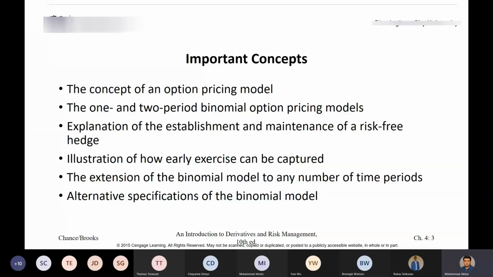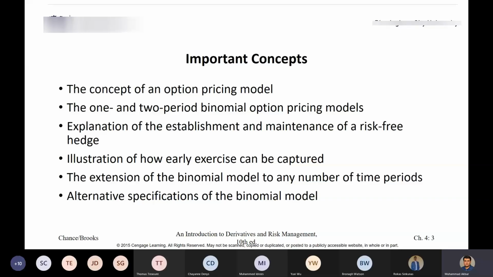So we will learn about the concept of option pricing model and the 1 period and 2 period binomial option pricing models, explanation of the establishment and maintenance of a risk-free hedge. That has been the main thing. We have been talking about it from week 1. So we will learn how to use a hedge portfolio to explain that our price of the call or price of the put is arbitrage free, and that it is a fair price.